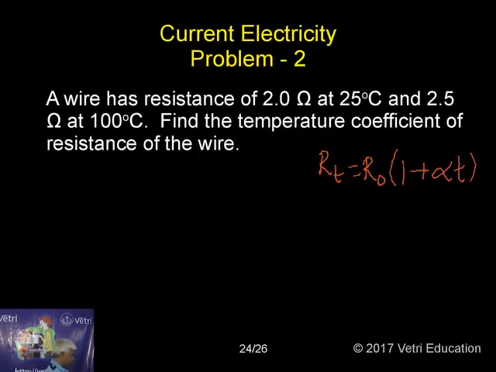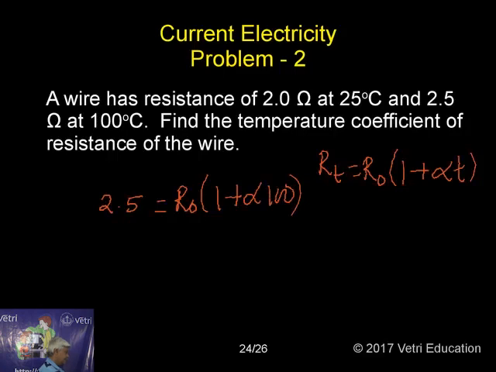So this equation can be modified. For the first case, the resistance at T degrees centigrade is 2.5. The higher resistance I have to put at 100 degrees. We don't know the R0 value: 2.5 is equal to R0 into 1 plus alpha into temperature 100. Am I correct? The second case: 2 is the resistance, R0 into 1 plus alpha, where the temperature is 25 degrees. This is the thing we have to understand.